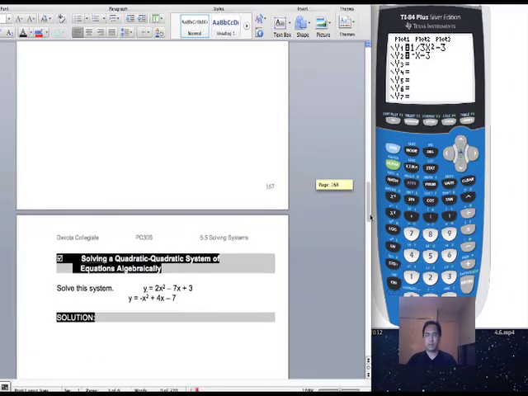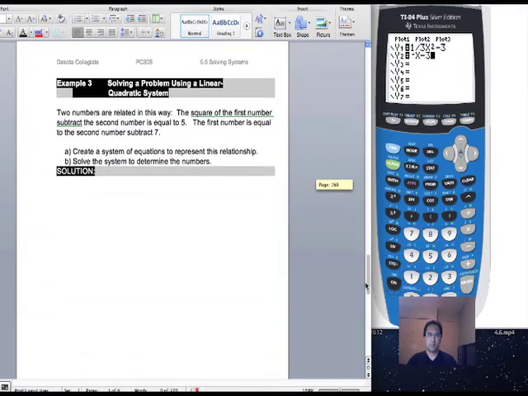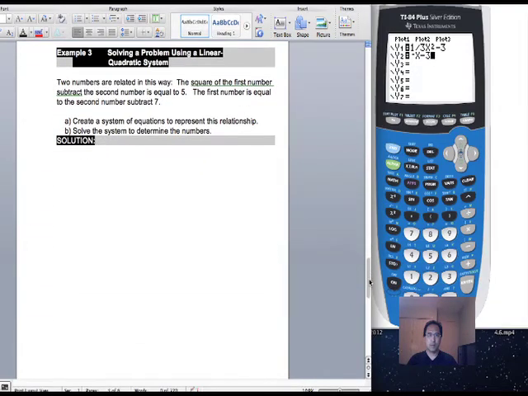Okay, last one. Moving on to the word problems. So a couple of phases here. You want to make sure that you define your terms and then also take a look at setting them up. So this one says two numbers are related in this way. The square of the first number subtract the second number is equal to 5.